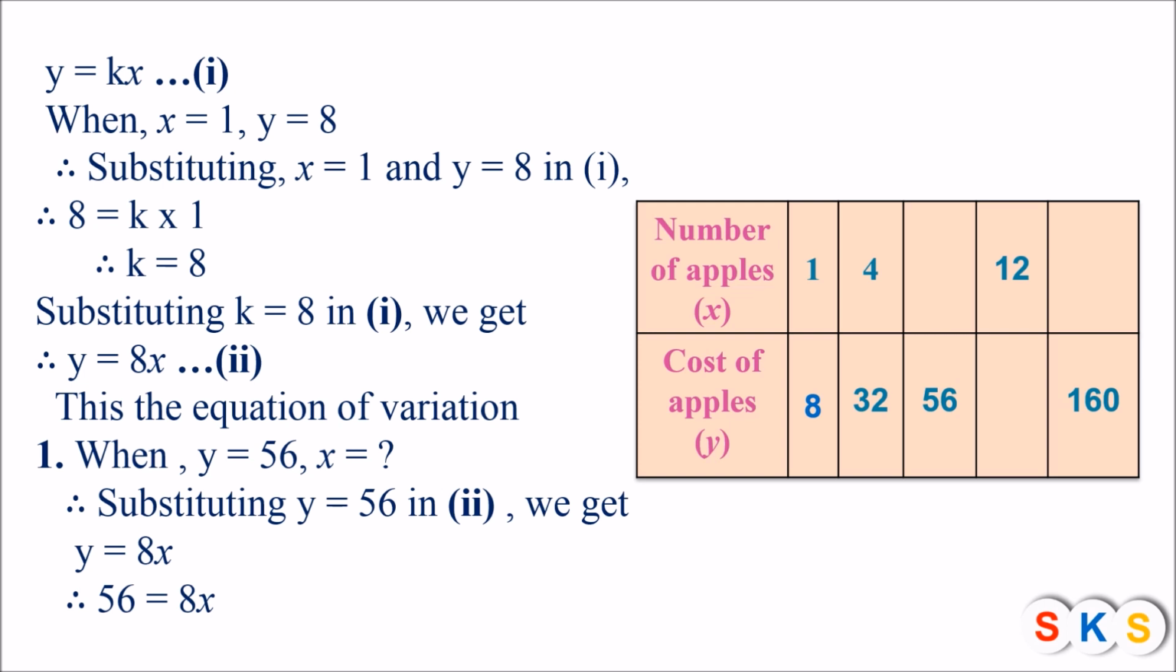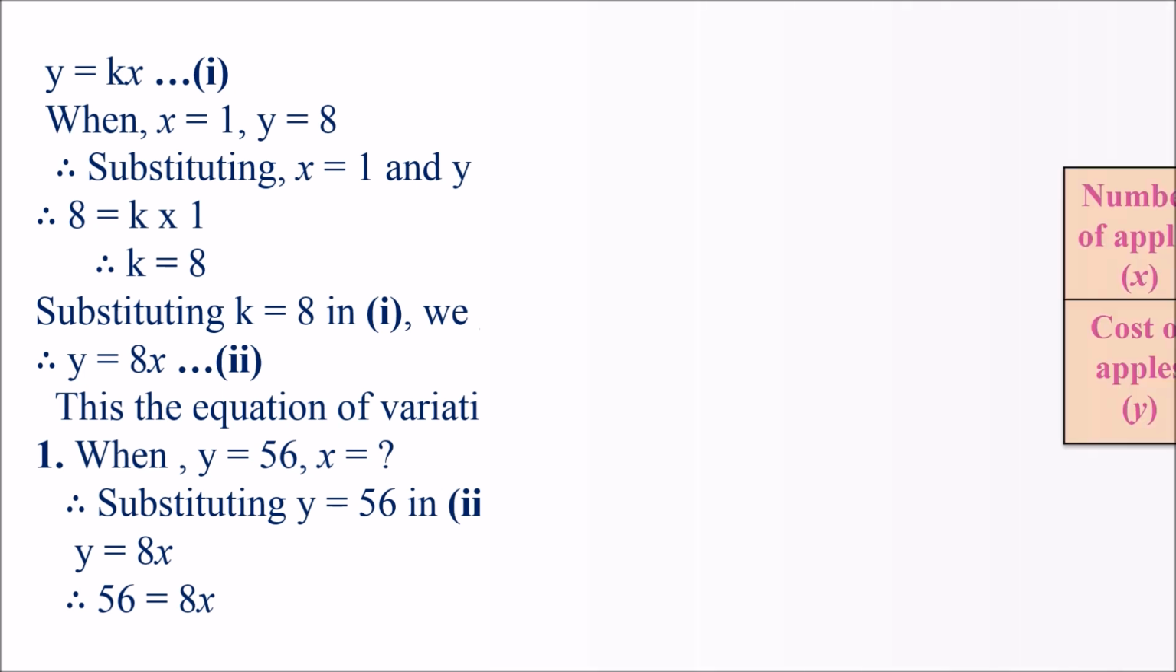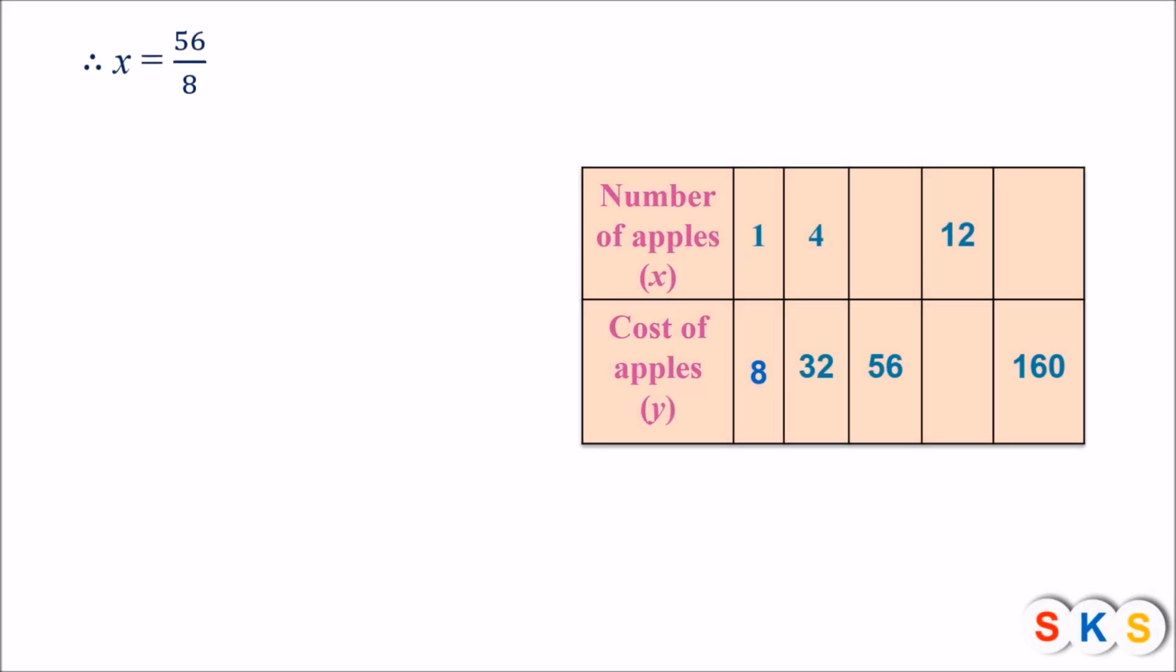So we will get 56 upon 8. Now we will cancel 56 by 8. We will get x equals 7. So now I know the number of apples is 7 when the cost of apples is 56.